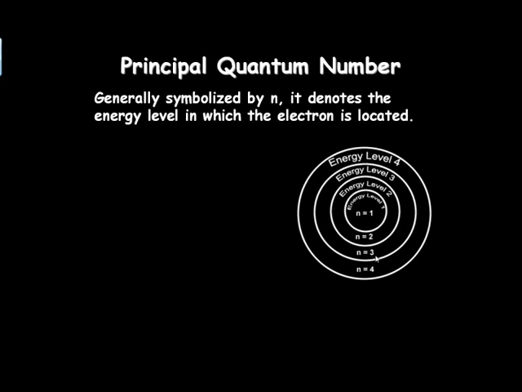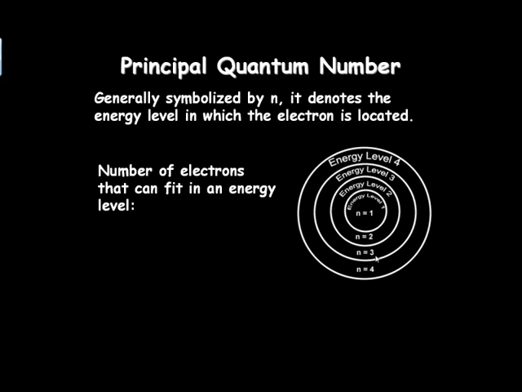Nucleus in the center, energy level 1 is where N is 1, energy level 2, N is 2, energy level 3 is where N is 3, and energy level 4 is where N is 4. Now, if you wanted to really quickly calculate the number of electrons in each one of those energy levels, you could take the energy level number, the N, plug it into this equation here that you see on the screen, and that would give you the number of electrons.